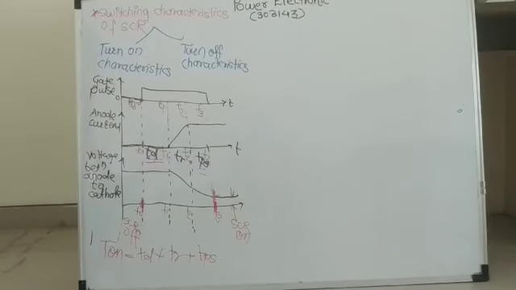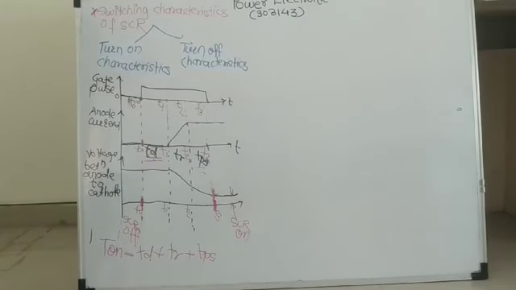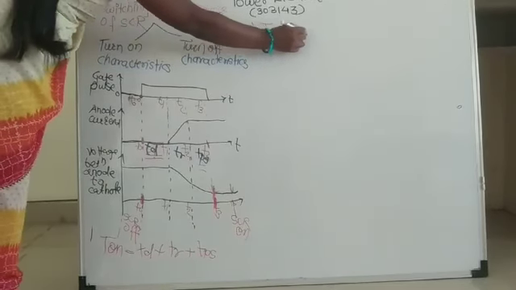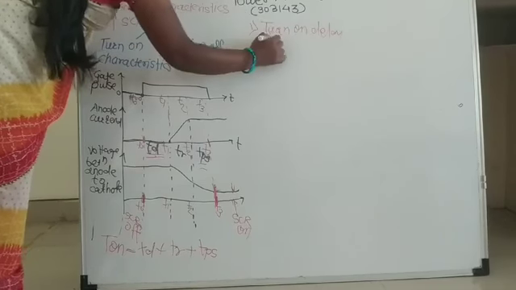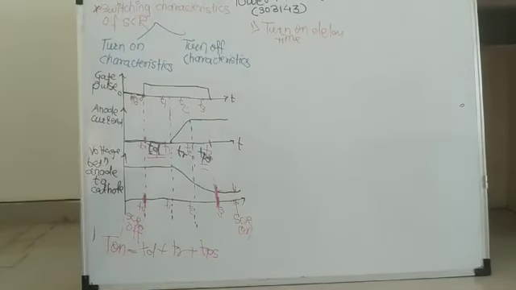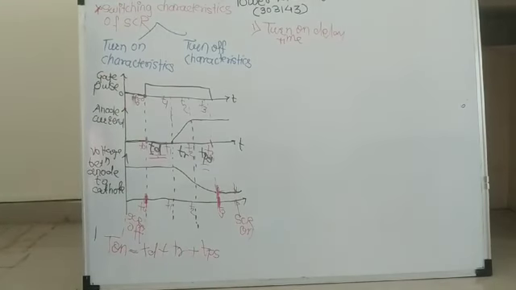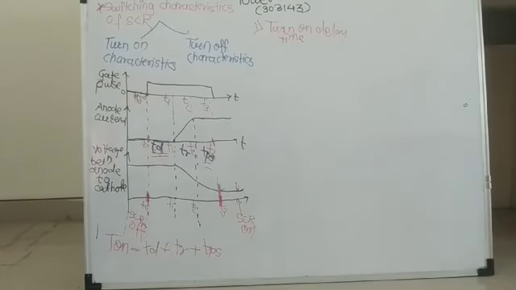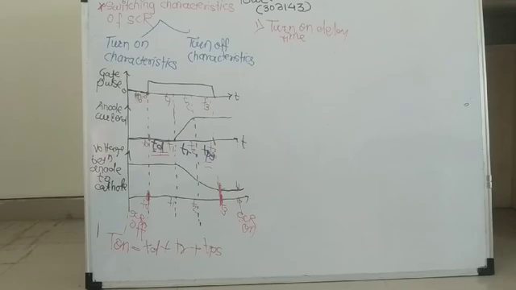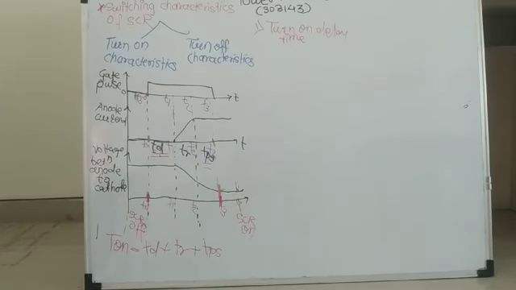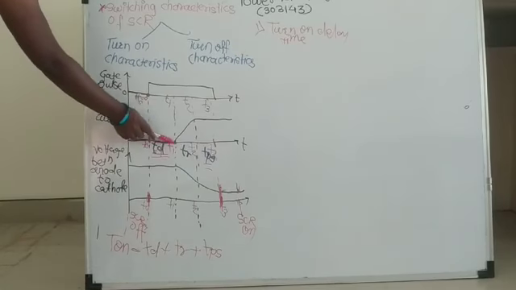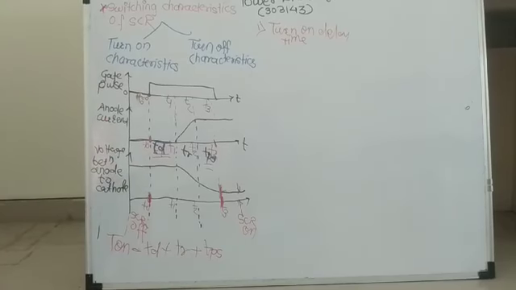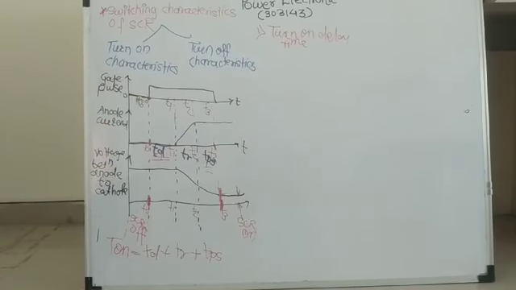First is turn on delay time. I will write here, turn on delay time. Now see what is meant by turn on delay time. During this time SCR is in off state and the voltage across SCR remains constant and high. You can observe here, during this TD time your current is constant and voltage is very high. Current is 0. But the gate current is already applied here.